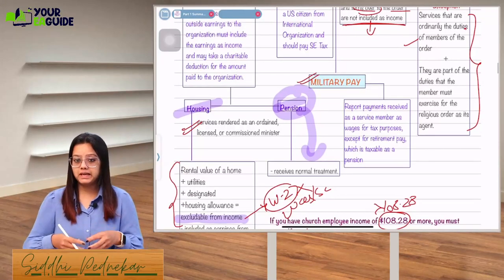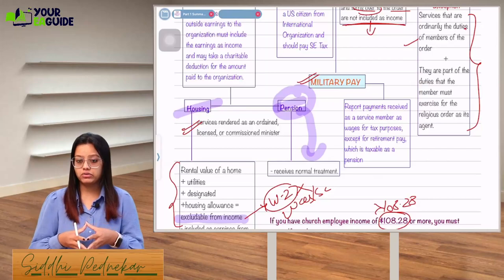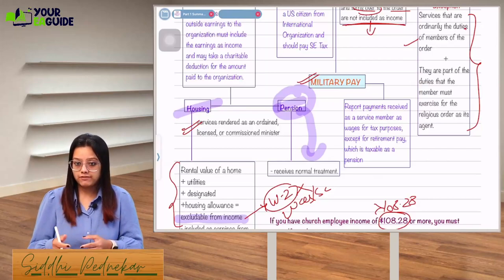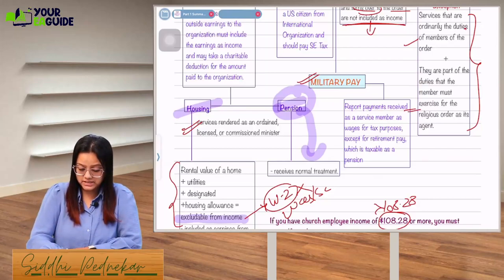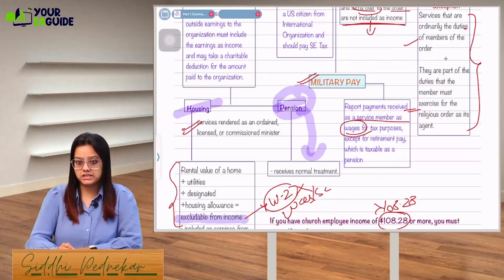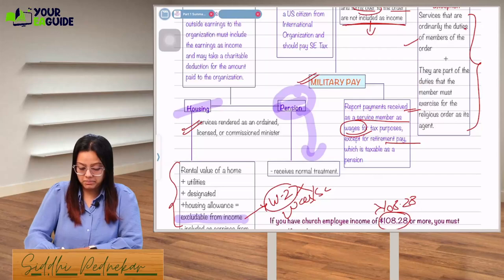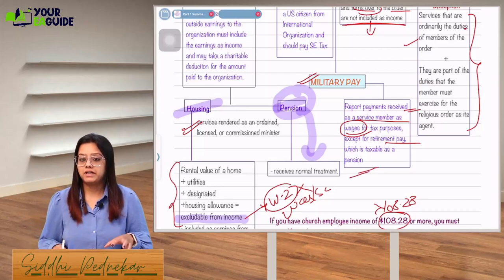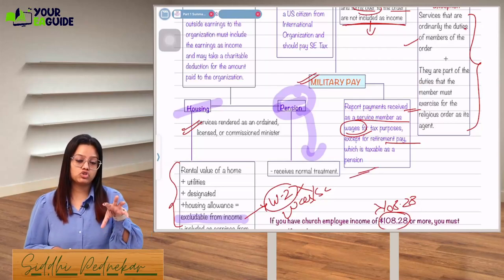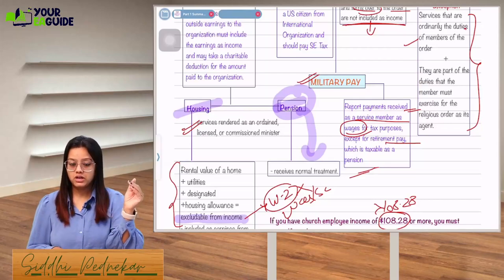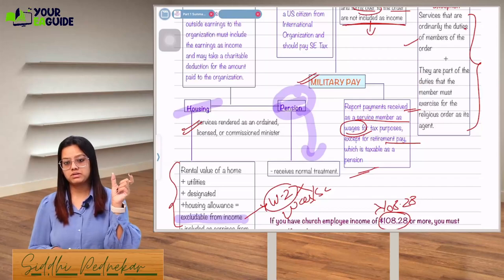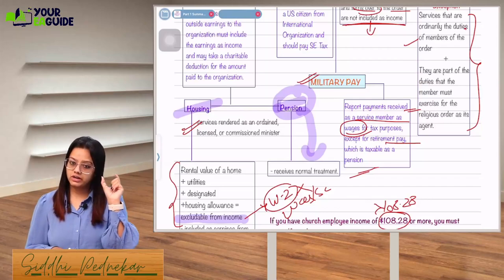When you, being a military employee, receive any amount, you will have to report the payment received as a service member as wages. You'll have to report it as wages for tax purposes, except for any retirement pay, which is taxable as a pension. Only retirement pay which you are going to receive will be taxable as a pension, right? After you retire from the military service, you start receiving the pension, that will be taxable as pension income on your 1040 form only.